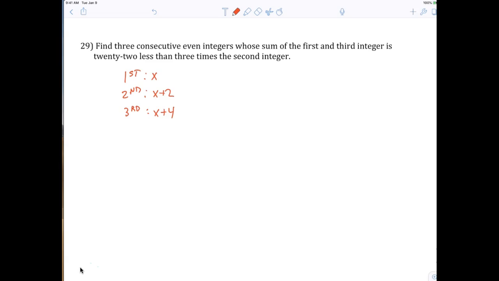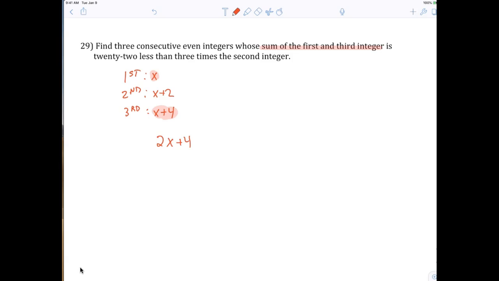Now we're going to translate. Okay, here we go. It says, the sum of the first and third. This is the first, and this is the third. So what do I do? Add the first and the third. If I add the first and third, it's going to be 2x plus 4.